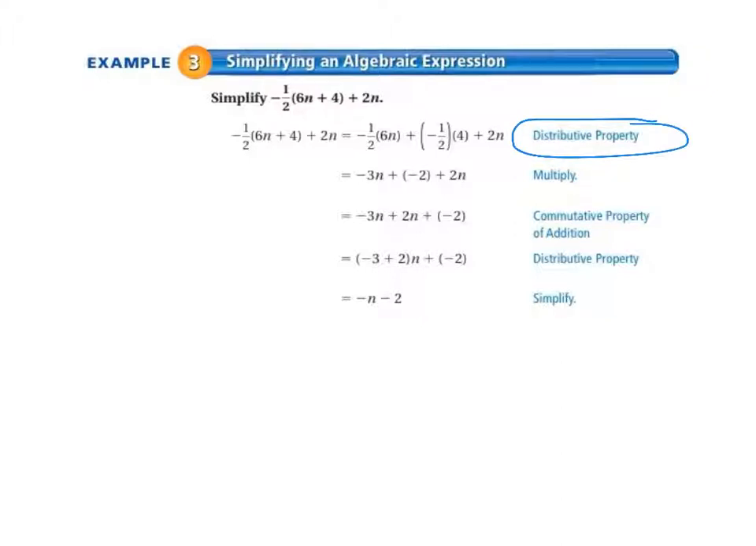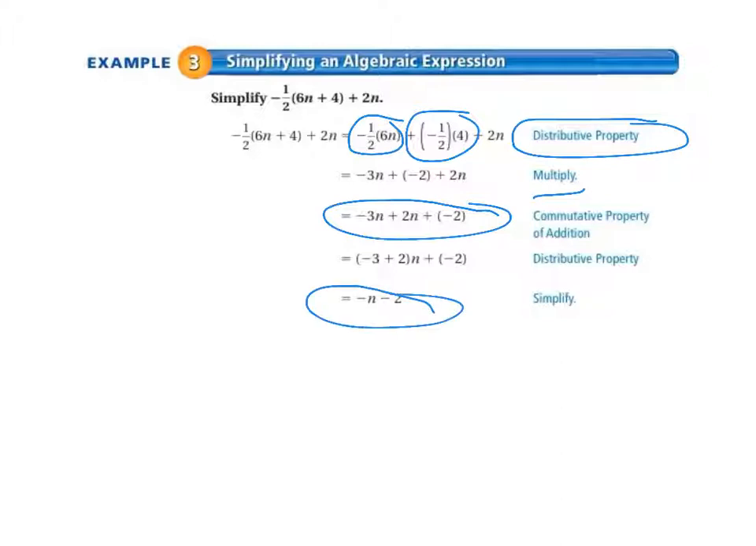So for example, simplifying negative 1/2 times (6n plus 4) plus 2n, we have to deal with the parentheses first. So we have negative 1/2 times 6n plus negative 1/2 times 4, and then we still have our plus 2n hanging on the end. So negative 1/2 times 6n is negative 3n plus the negative 2 plus 2n. So we multiplied, and then we use our commutative property of addition to move things around, and then we can use our distributive property to combine our like terms, and then we end up with negative n minus 2.